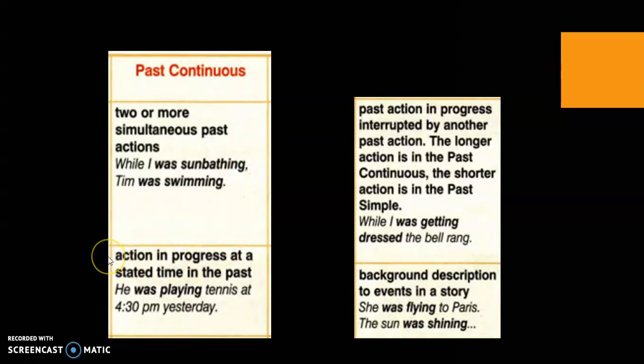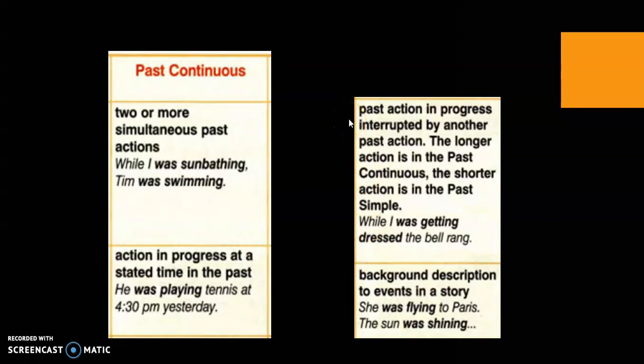Then we have another use for actions in progress at a stated time in the past. He was playing tennis at 4:30 p.m. yesterday. This action was in progress at 4:30 p.m.